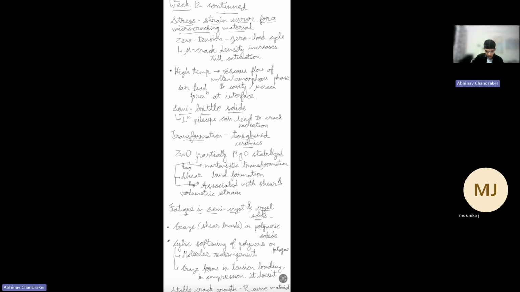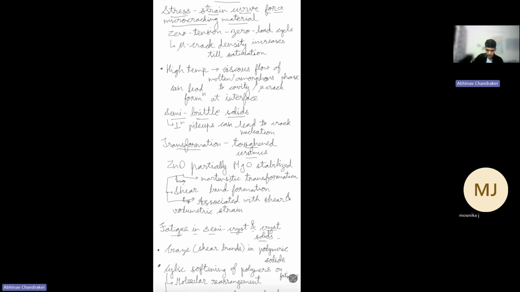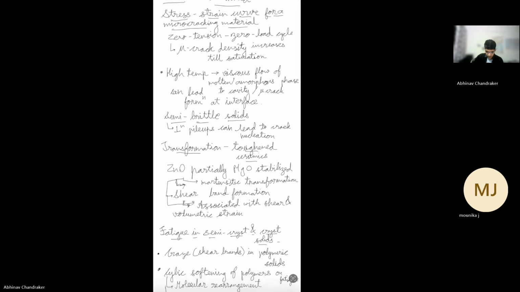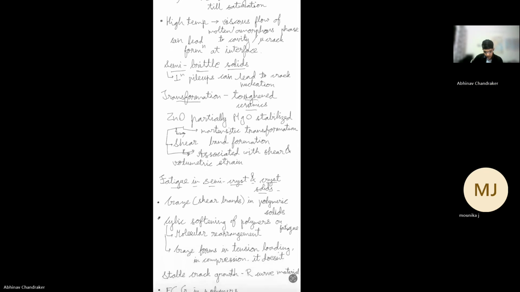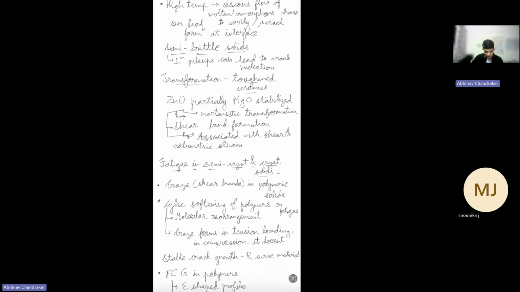So continuing with this, at high temperatures, for these kinds of materials, it is possible that you can have viscous flow along the boundaries, so flow of amorphous phase at the interfaces, which can lead to a cavity or microcrack formation at the interfaces, because interfaces are more amorphous areas and have a higher energy associated. So diffusion is faster there and you have viscous flow at high temperatures. So this is also the same thing.